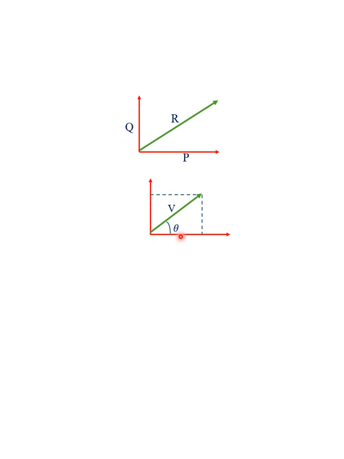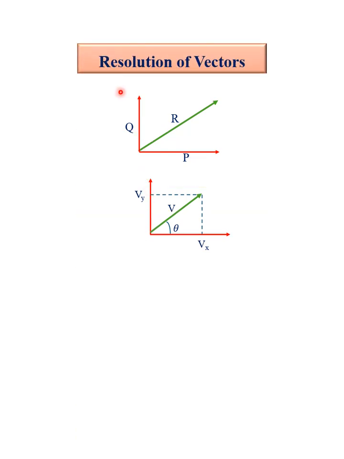One on the horizontal, we call it the horizontal component of the vector V, Vx, and the other, the vertical component of the vector V, Vy. The process of breaking down this single vector or single resultant into two components of horizontal and vertical vectors is known as resolution of vectors.